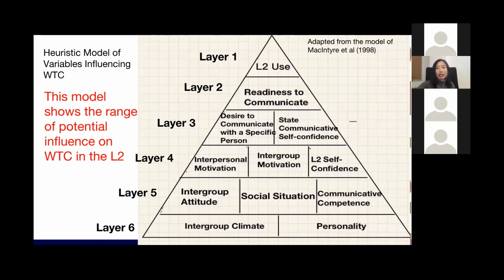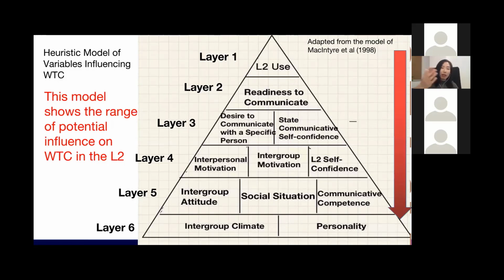For example, in layer 6, personality. Personality, of course, we mentioned earlier. This is one really important factor that is going to influence the student's level of WTC. Here, this top point, L2 use, means the students are really communicating with other people. They are talking. In order to help students reach that specific point, all of these building blocks are potential influences that decide whether they can achieve the top point or not.